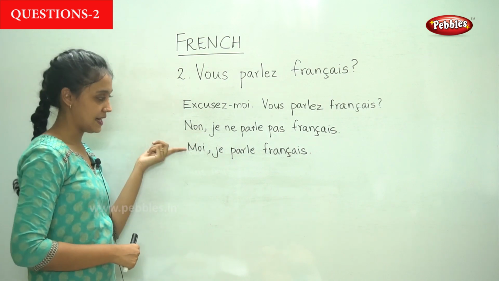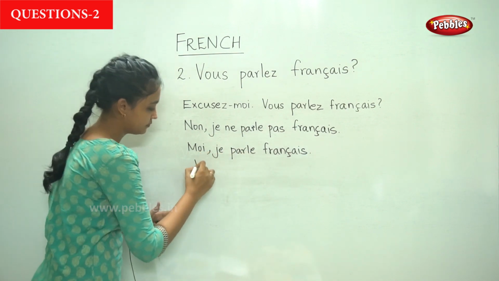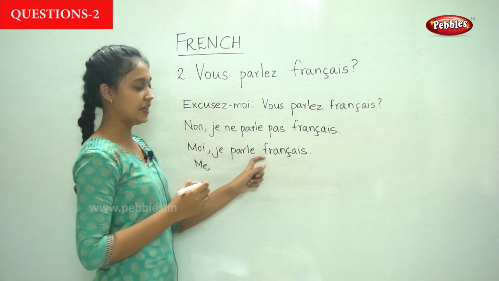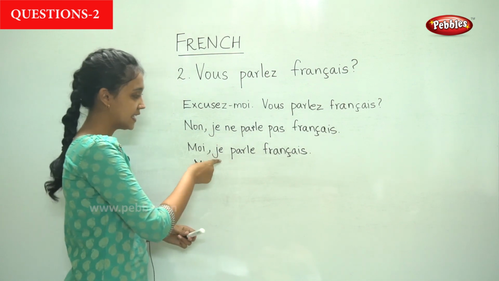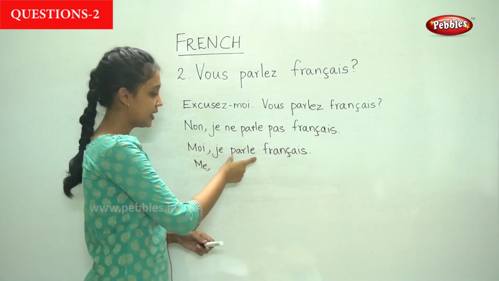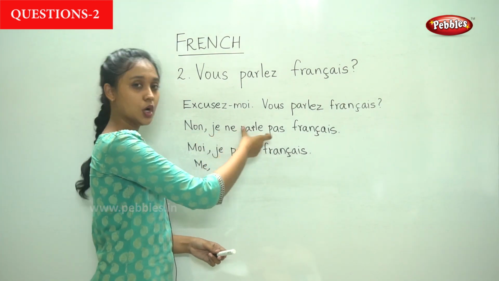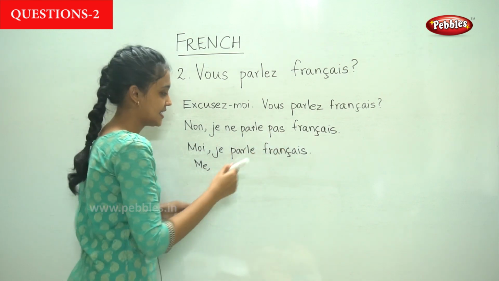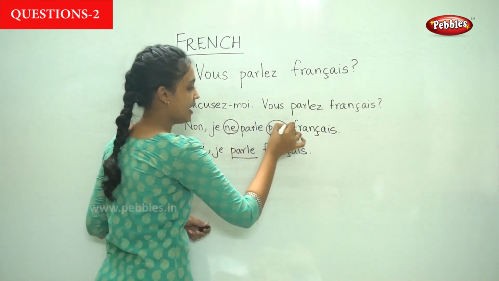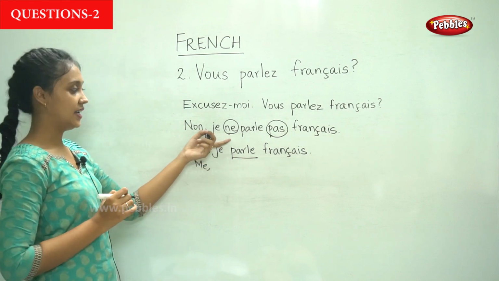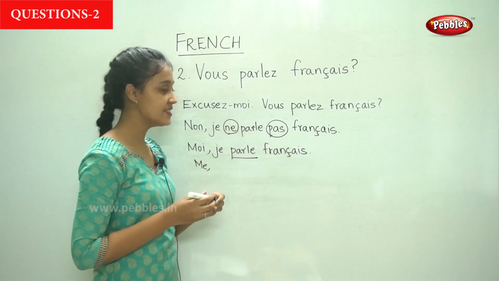So this person replies, moi, je parle français. Moi is me. Me, I speak French. Je parle français. And if you notice, the difference here is to make this sentence negative, to change it from I speak French to I do not speak French, you have to take the verb, add ne before it and pas after it. So adding ne before the verb and pas after the verb makes it a negative sentence.